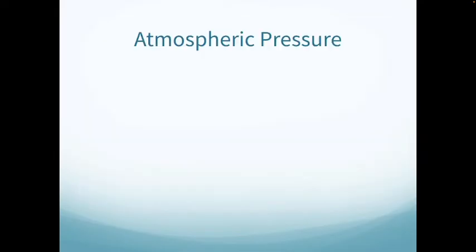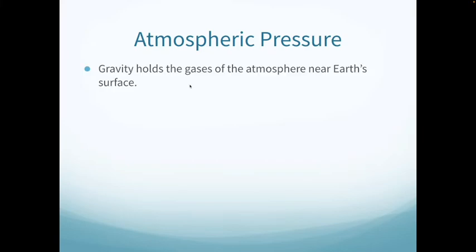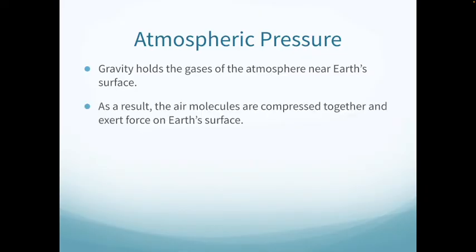All right, so one of the last topics on this is going to look at atmospheric pressure and how to do the math between it. So let's get started and let's go through it. So gravity holds the gases of the atmosphere near the Earth's surface. So as you get farther up, there's less gases available. In other words, the pressure decreases. As a result, the air molecules are compressed together and exert a force on Earth's surface. This is where we get the idea of atmospheric pressure.